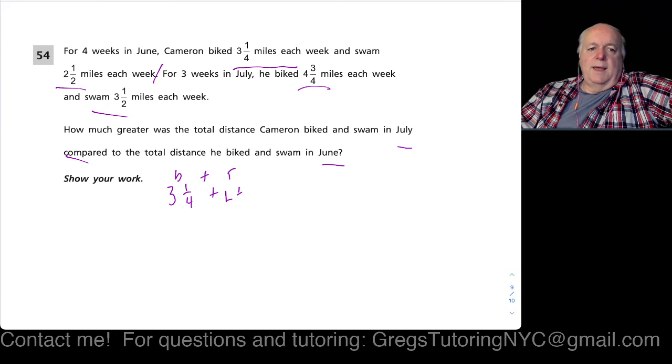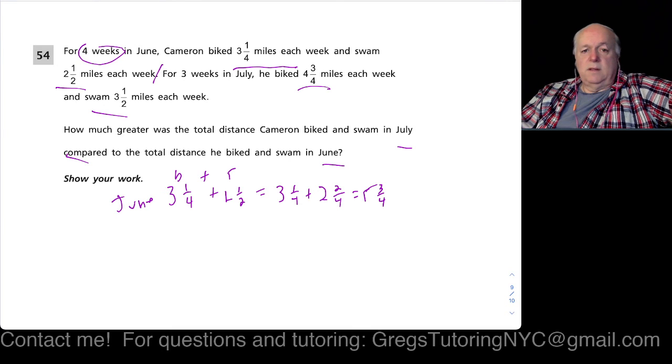Okay, so if we add those together, we have to get a common denominator. So we're going to get 3 1/4 plus 2 2/4, right? Because a half is the same as 2/4. And we get 5 3/4. That's the June. Okay, it tells us for 4 weeks he did that. So what we want to do is multiply this by 4 now.